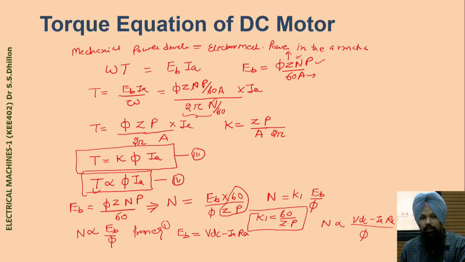By following these equations of torque, speed and voltage balance equation, as well as the armature current equation, we have the performance characteristics of each of the machines. Let me move towards the next slide.